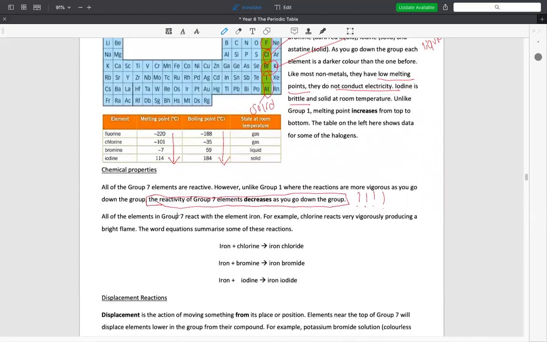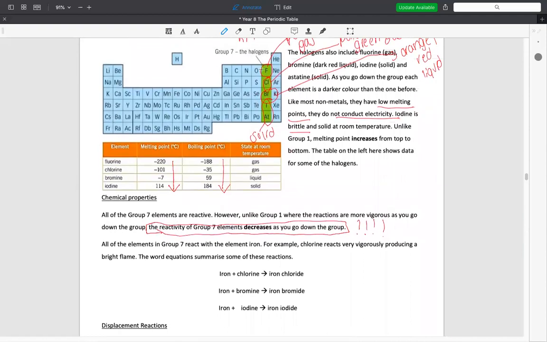So just to go over that again, fluorine is going to be the most reactive, and astatine is going to be the least reactive.